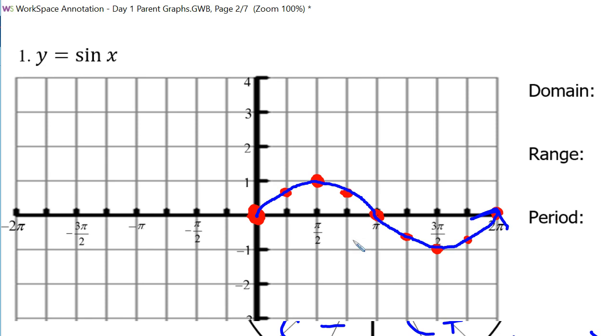So that is one complete cycle, and one complete cycle is called the period. So the period of sine starts at 0 and it goes to 2 pi. So how many units long is that period length? Starts at 0, ends at 2 pi. The period is 2 pi. It goes from 0 to 2 pi. That's how long it takes to make one complete cycle.